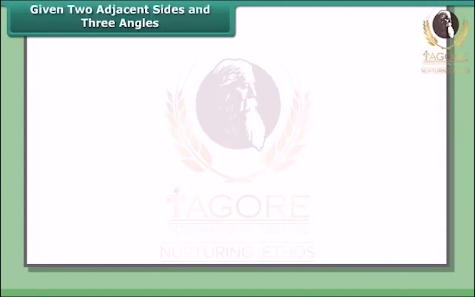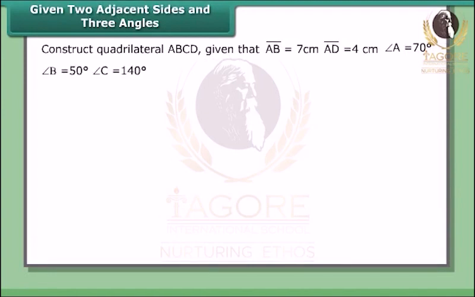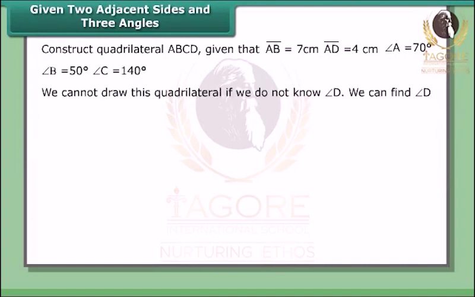Given two adjacent sides and three angles. Construct quadrilateral ABCD. Given that AB is equal to 7 cm, AD is equal to 4 cm, angle A is equal to 70 degrees, angle B is equal to 50 degrees, and angle C is equal to 140 degrees. We cannot draw this quadrilateral if we do not know angle D. We can find angle D.